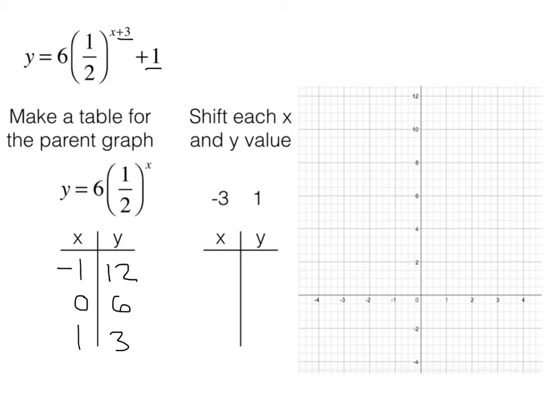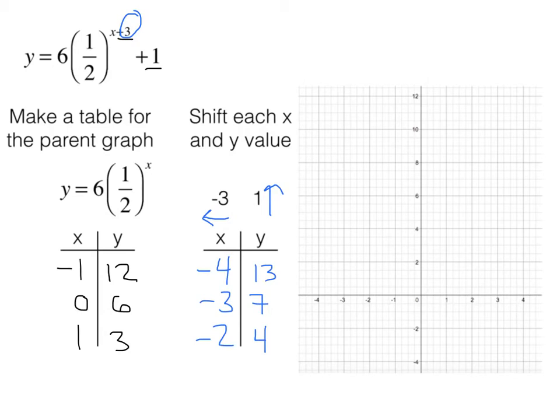And then the next thing I'm going to do is shift all of my points. Since h is positive 3, it's going to move all of my points to the left. So you're going to subtract 3 from all of your x values. Negative 1 minus 3 is -4. 0 minus 3. 1 minus 3. That's how we get our new x values. And then our y values, we're going to do the same thing, but we're going to move them all up 1. 13, 7, 4.